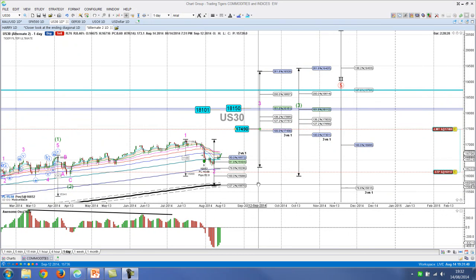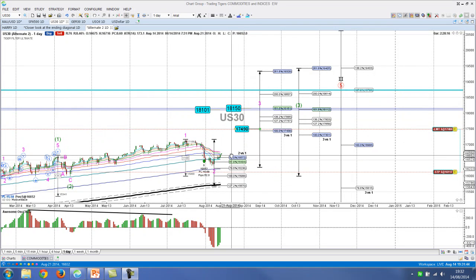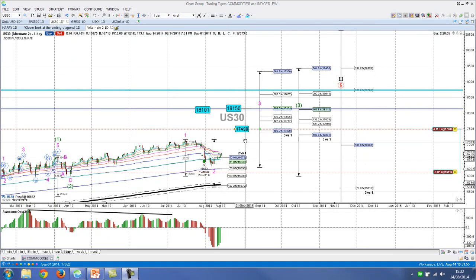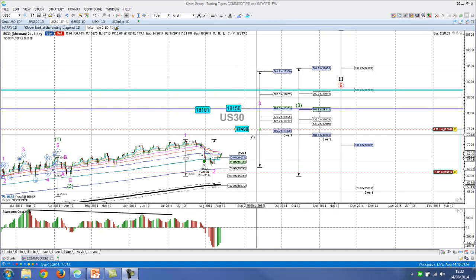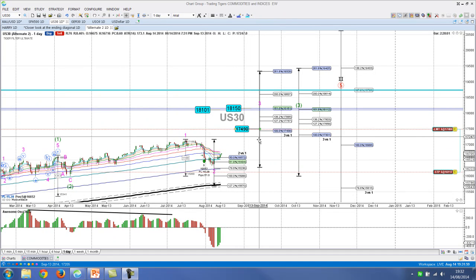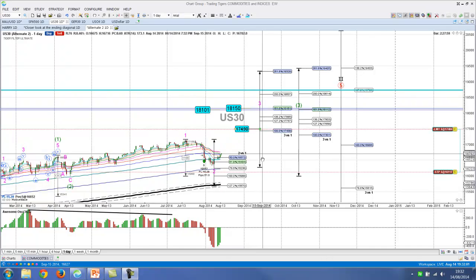Okay, so what I've done, 100%, we've got an entry here at 16652, stop level down at 16117. Our target is 17490. That's at the 100% level, just a little bit above the 100% level for the minor wave.